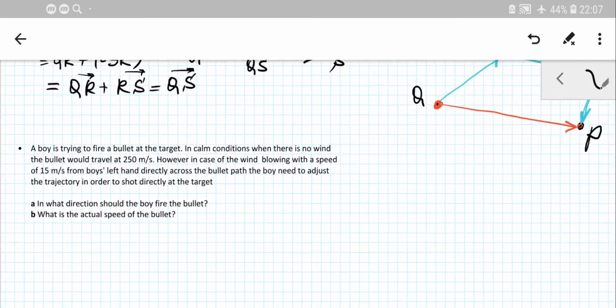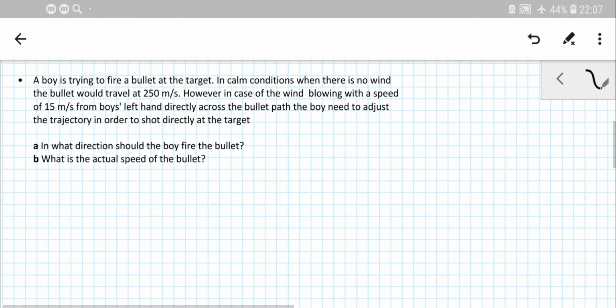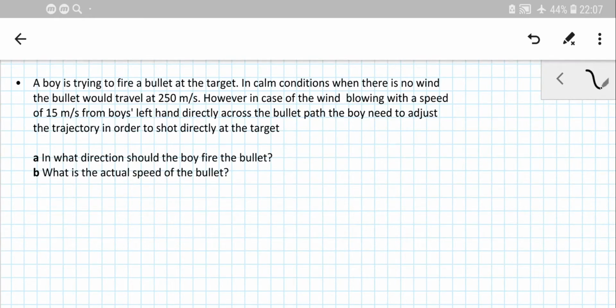So that's the first problem that we are going to consider. We have a boy trying to fire a bullet at a target. In calm conditions, when there is no wind, the bullet would travel at 250 meters per second. Wow, it's pretty fast, but not at the speed of sound, which is 330 meters per second.